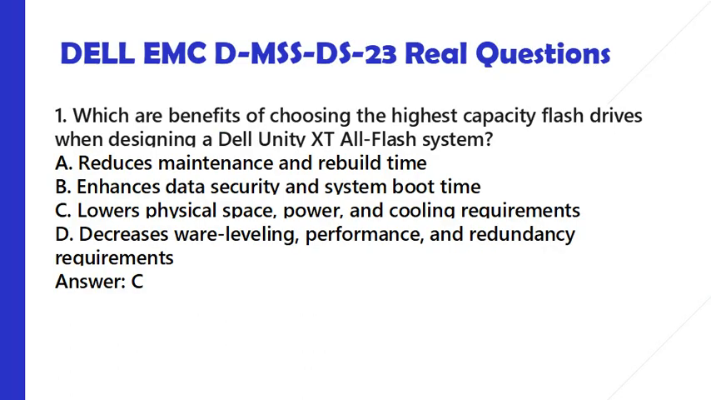1. Which are benefits of choosing the highest capacity flash drives when designing a Dell Unity XT all-flash system? A. Reduces maintenance and rebuild time. B. Enhances data security and system boot time. C. Lowers physical space, power, and cooling requirements. D. Decreases wear leveling, performance, and redundancy requirements. Answer: C.